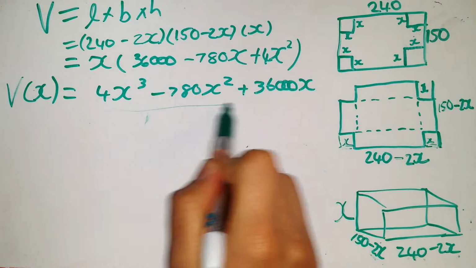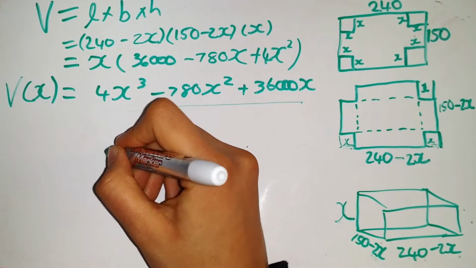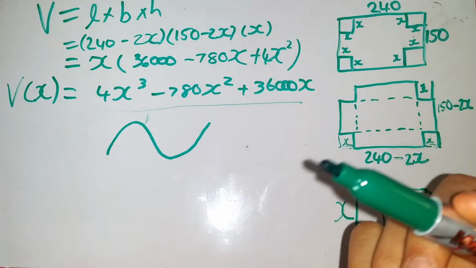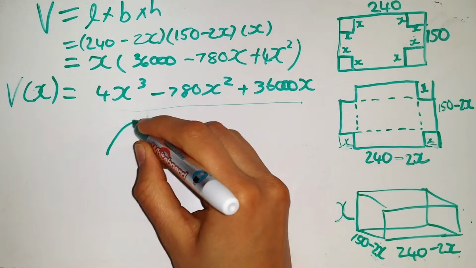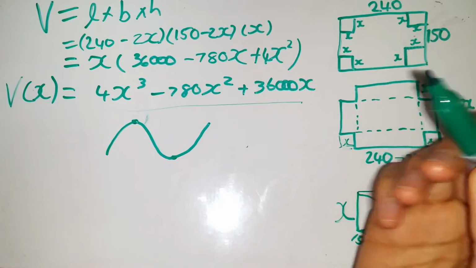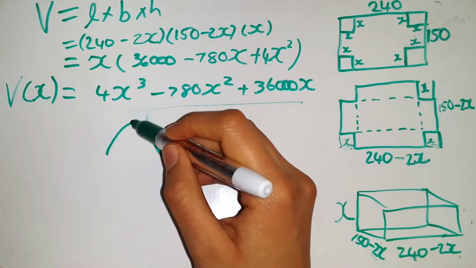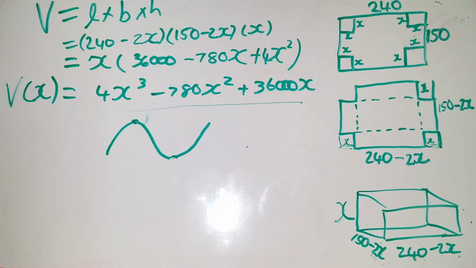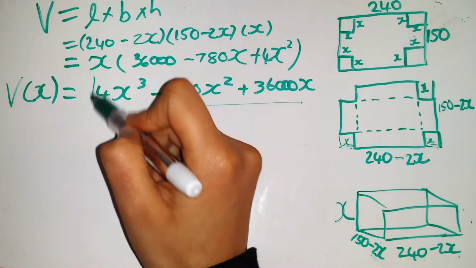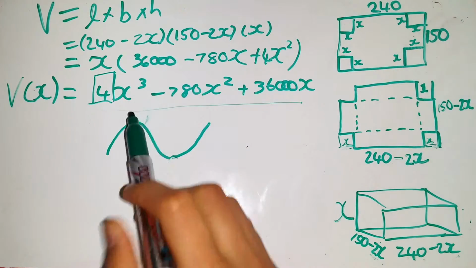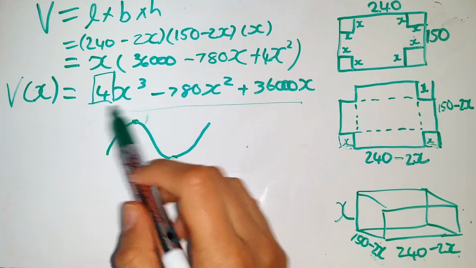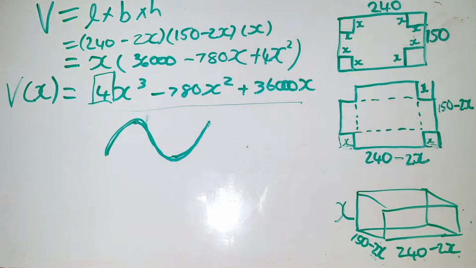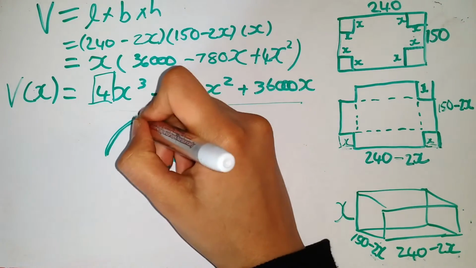This is a cubic function, and it looks something like this. And this is a turning point, and this is a turning point, also called a stationary point, and it's a maximum value at this one and a minimum value at this one. I've drawn it like this because the coefficient of x cubed is a positive number, so the shape of the cubic function is like that.